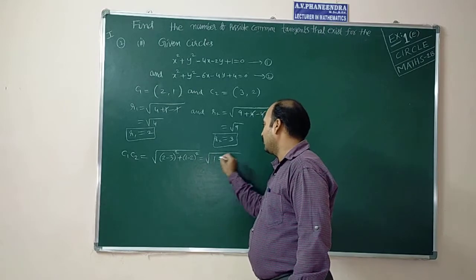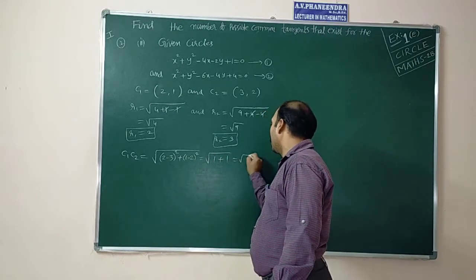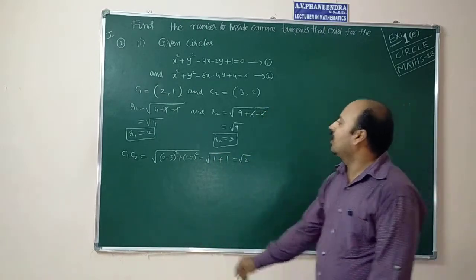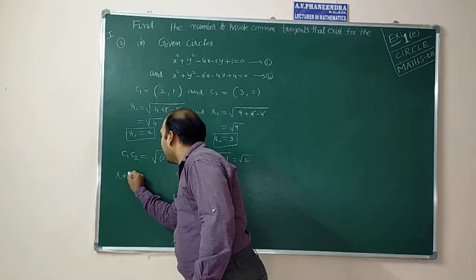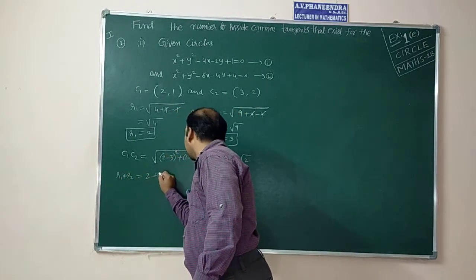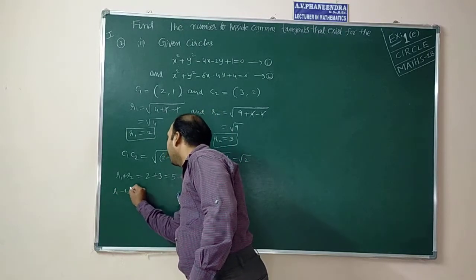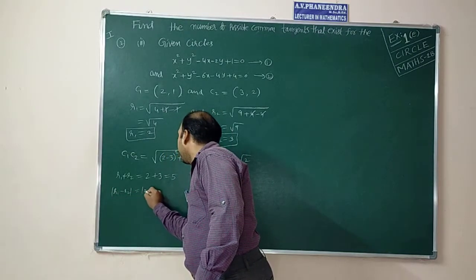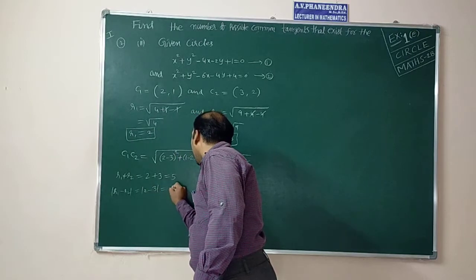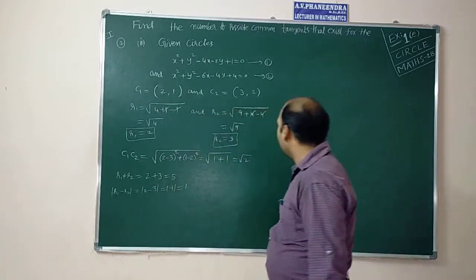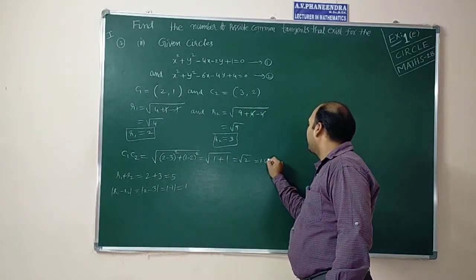1 minus 2 whole square is also 1, which is equal to root 2. R1 plus R2 is 2 plus 3, which is equal to 5. And mod R1 minus R2, we can write it as 2 minus 3, which is equal to mod minus 1, which is equal to 1. Root 2 means 1.414.